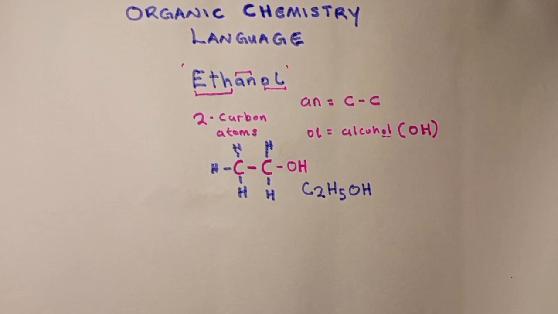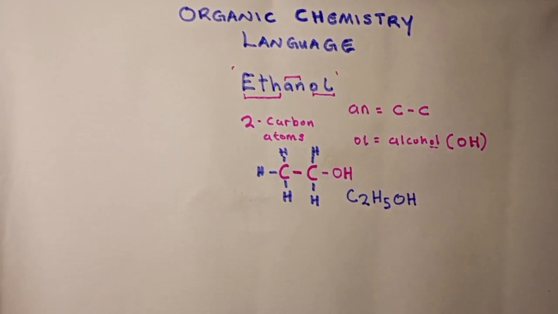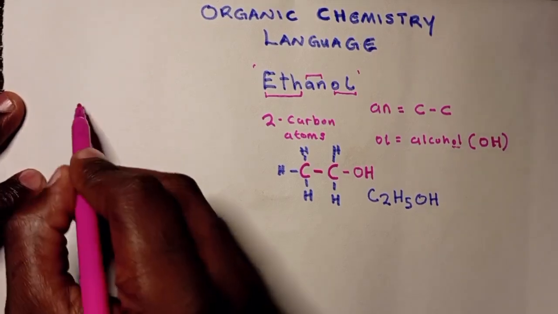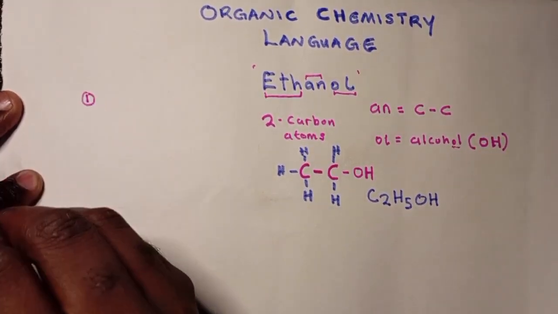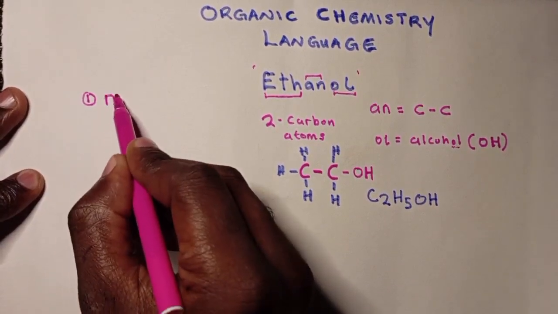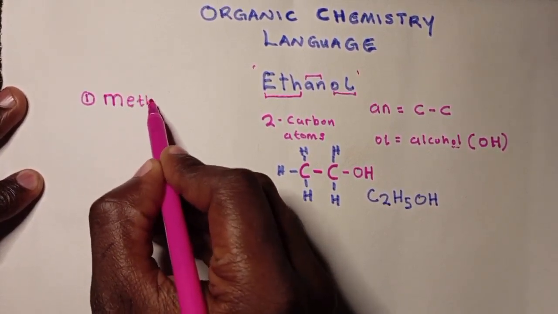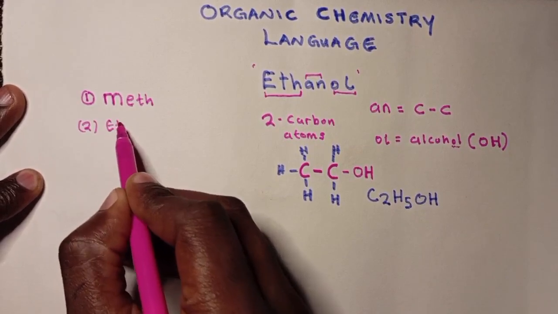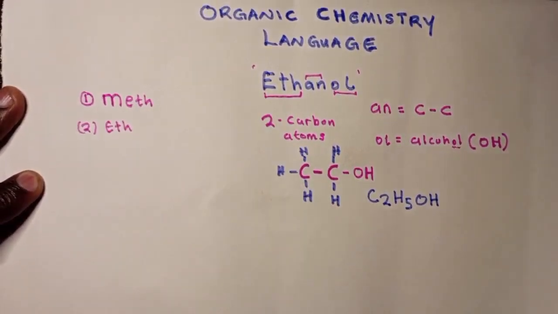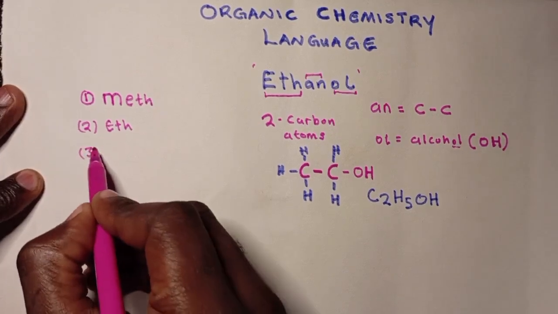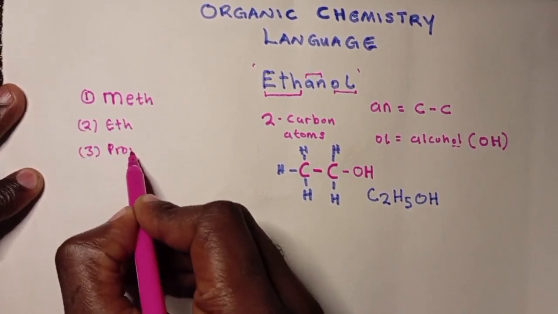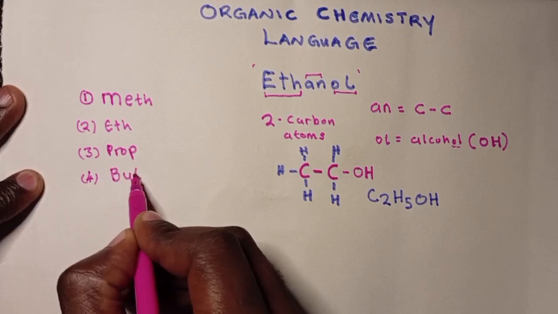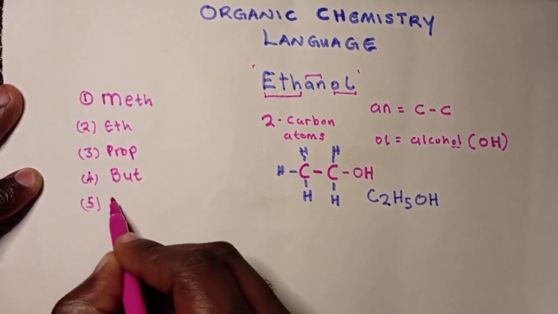So here's what we are going to do. I'm just going to slightly move this a bit so that we can now go into the language properly. Number one, we have what we call meth. Number two, we have what we call eth. This is the one that is found here in ethanol. Then we also have what we call prop. We have what we call but, which we pronounce as bute. We have what we call pent.